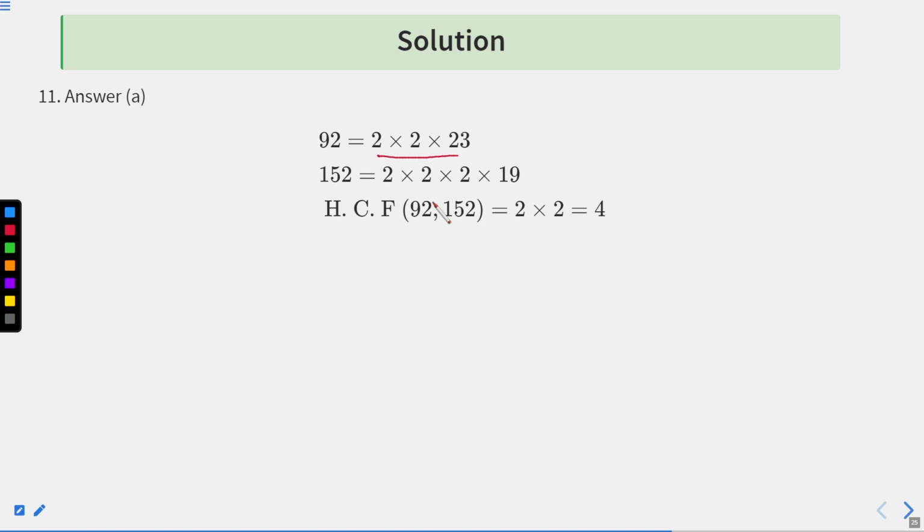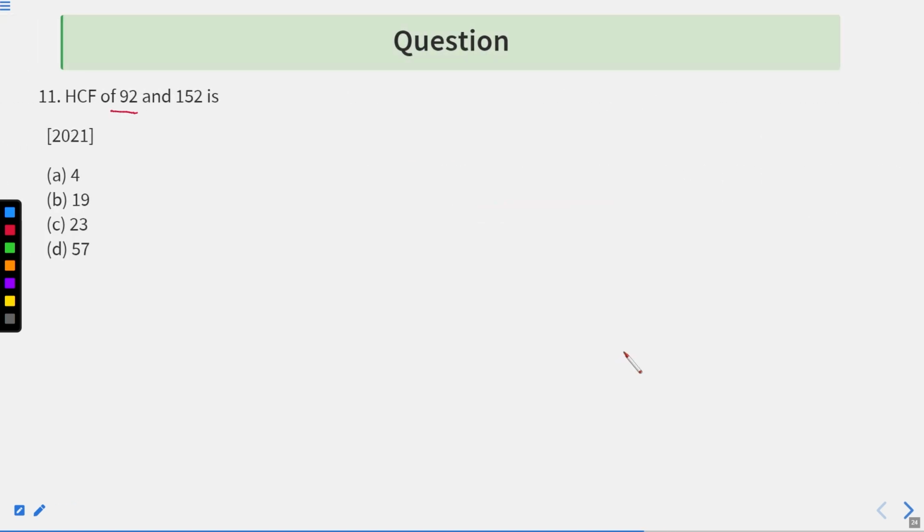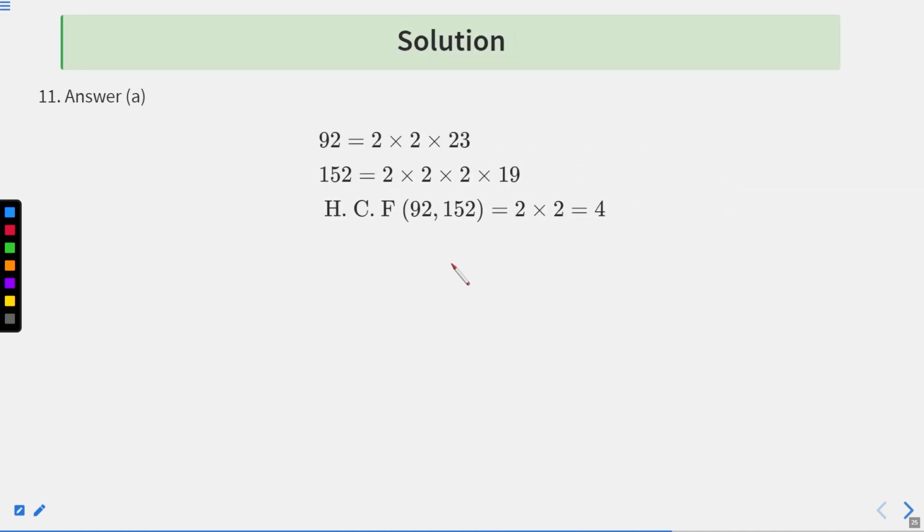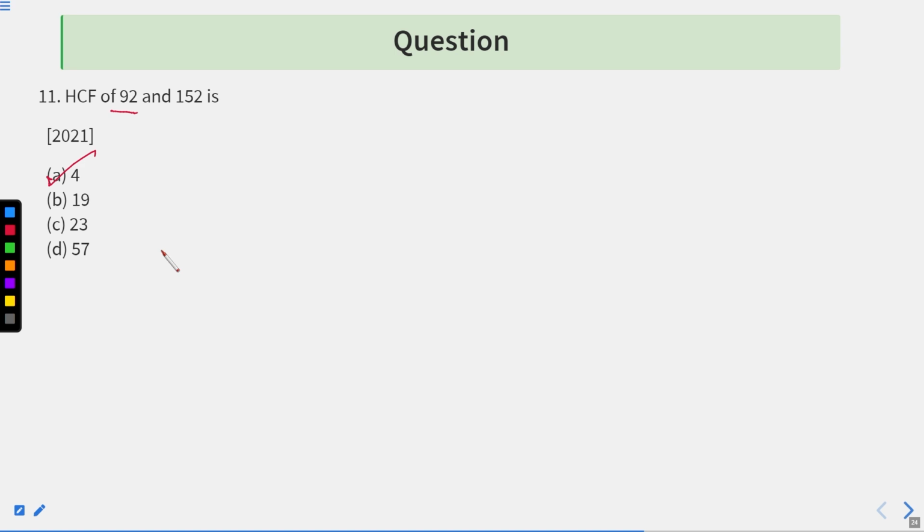And then HCF of 92, 152, that is basically the product of lowest power of the common factors in numbers. Here you can see the common factor is basically 2, and the lowest power of this common factor is 2. So HCF of 92, 152 is equal to 2 square, that is equal to 4. So option A is the correct option. Now let us move to next question.